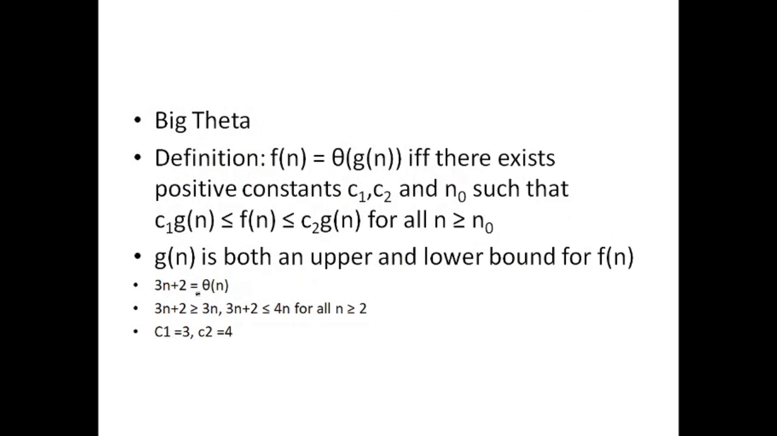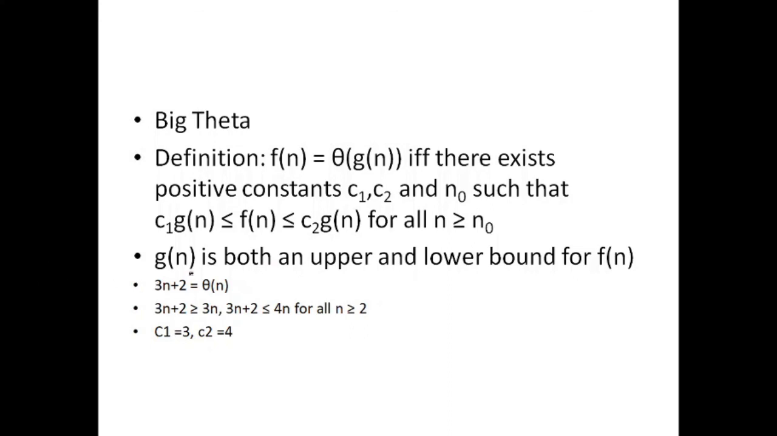Okay, and theta is actually defines both an upper bound and a lower bound. That is what theta is about. Okay, so we say Fn is theta Gn if there exist three positive constants C1, C2 and n naught, such that Fn is between C1 Gn and C2 Gn for all n greater than n naught. So it actually defines both an upper and lower bound for Fn.